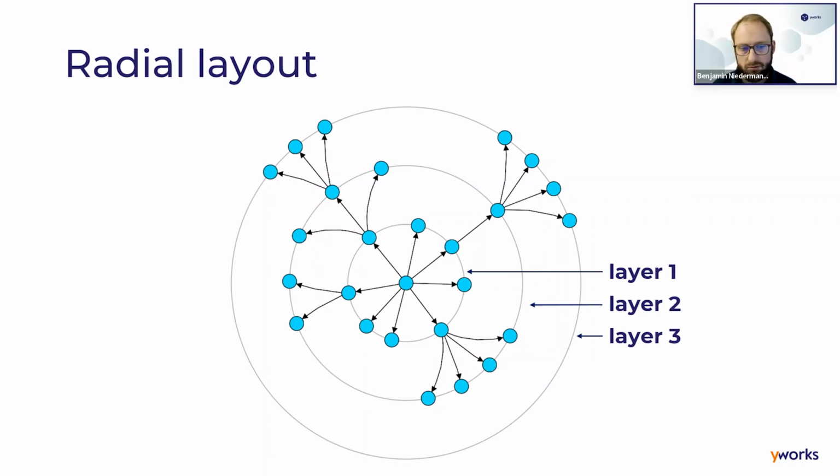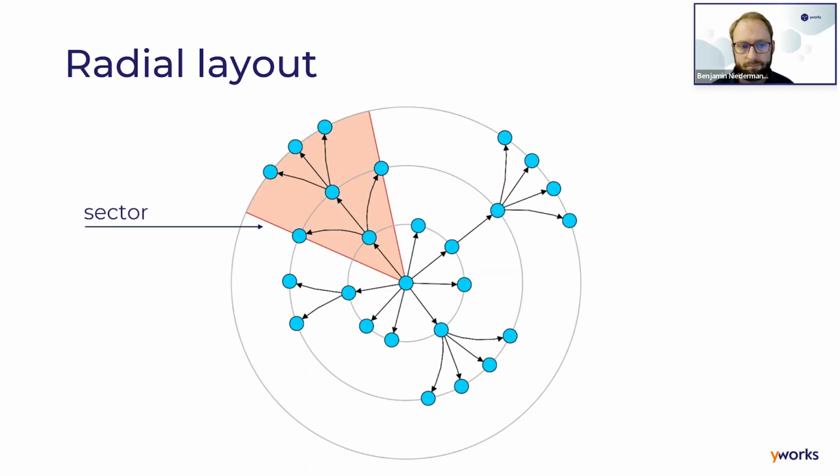So we assign the nodes to layers. The nodes with distance 1 to the center node are assigned to layer 1, so to the first concentric circle, and so on. And these concentric circles are just called layers in the following. Another important term is the sector.